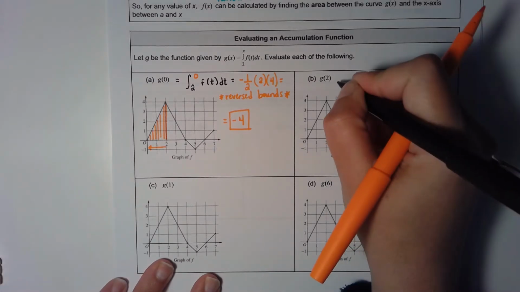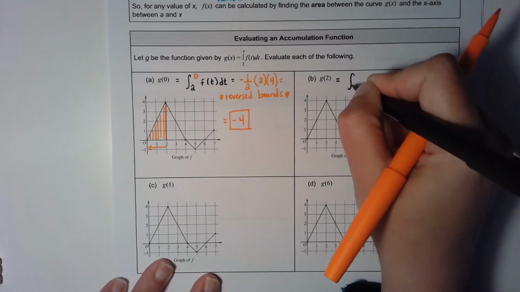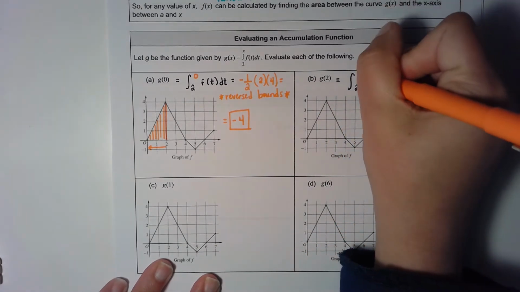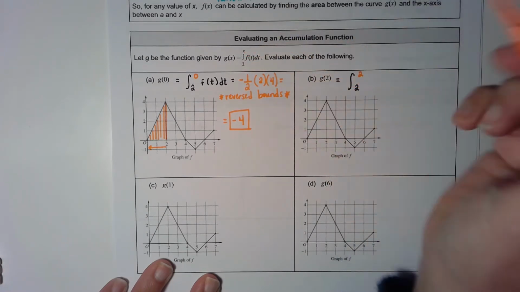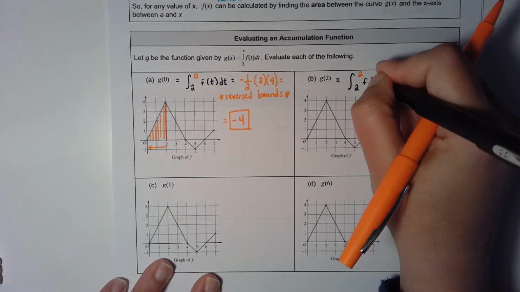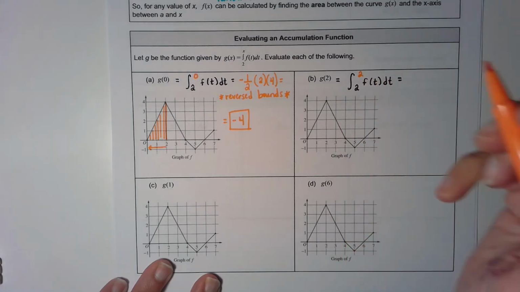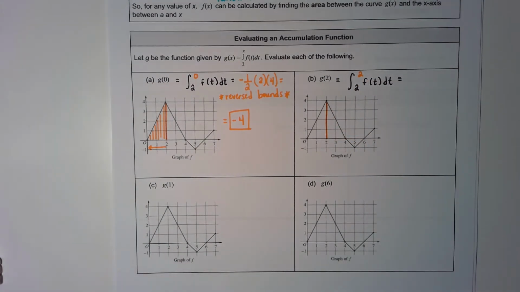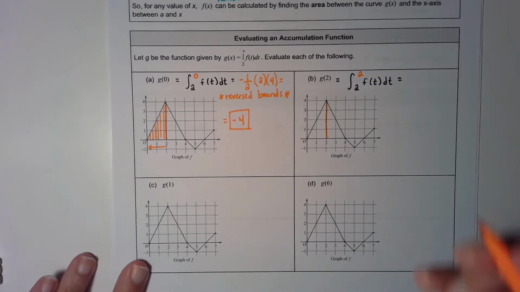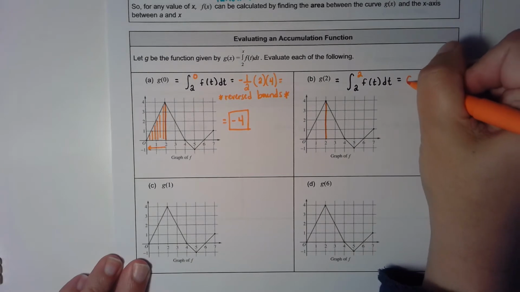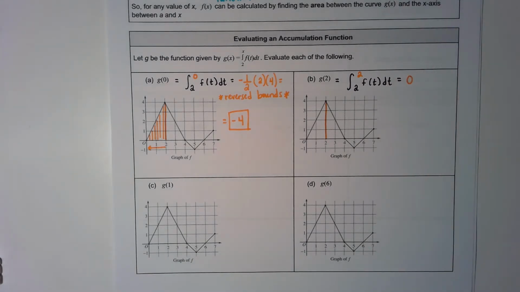Problem B here says find g of 2. Now, g of 2 means find the integral from 2 to 2. You'll notice I'm replacing the x with a 2, of f of t dt. Now, what you should notice here is that once you plug in the number 2, the bounds are the same on the top and the bottom. So when we are integrating, we're not accumulating any area here because you're starting at 2 and you're stopping at 2. That means that the answer is 0, and that is one of our properties of integrals where the lower bound and the upper bound are the same number. The area accumulated is 0.